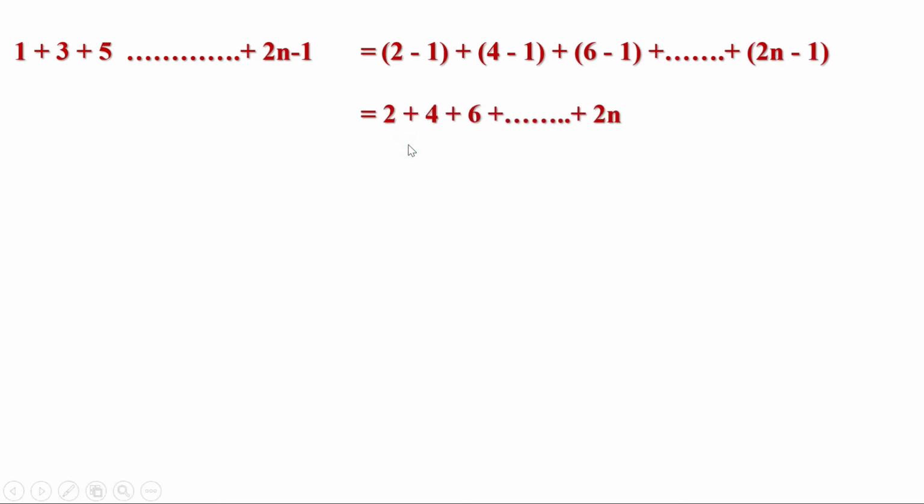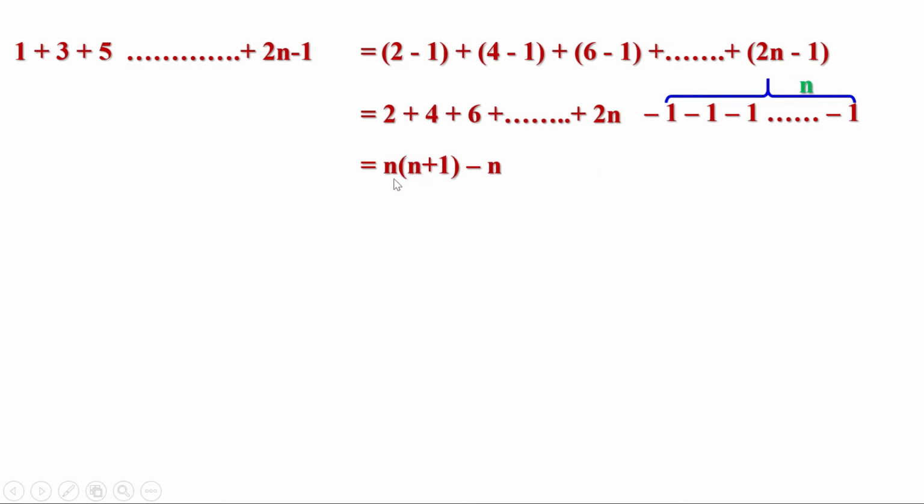Take all the even numbers together, 2 plus 4 plus 6 plus up to 2n. Then minus 1, minus 1, minus 1. How many minus 1s are there? There are n terms and there is a minus 1 in each term. So the number of minus 1s is n. Now this is sum of n even numbers. We know that is n into n plus 1. And minus 1, minus 1, minus 1 n times is minus n. Now let us multiply.